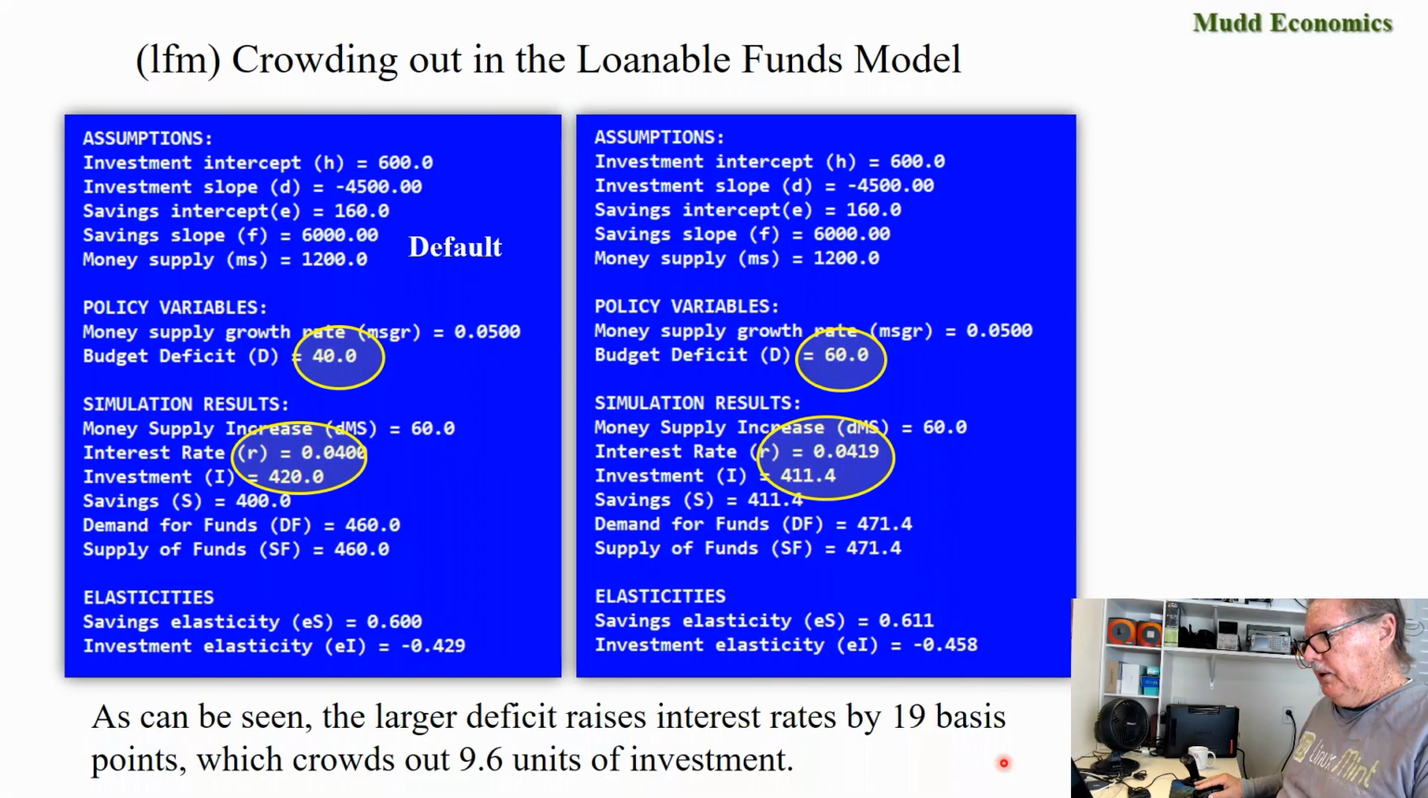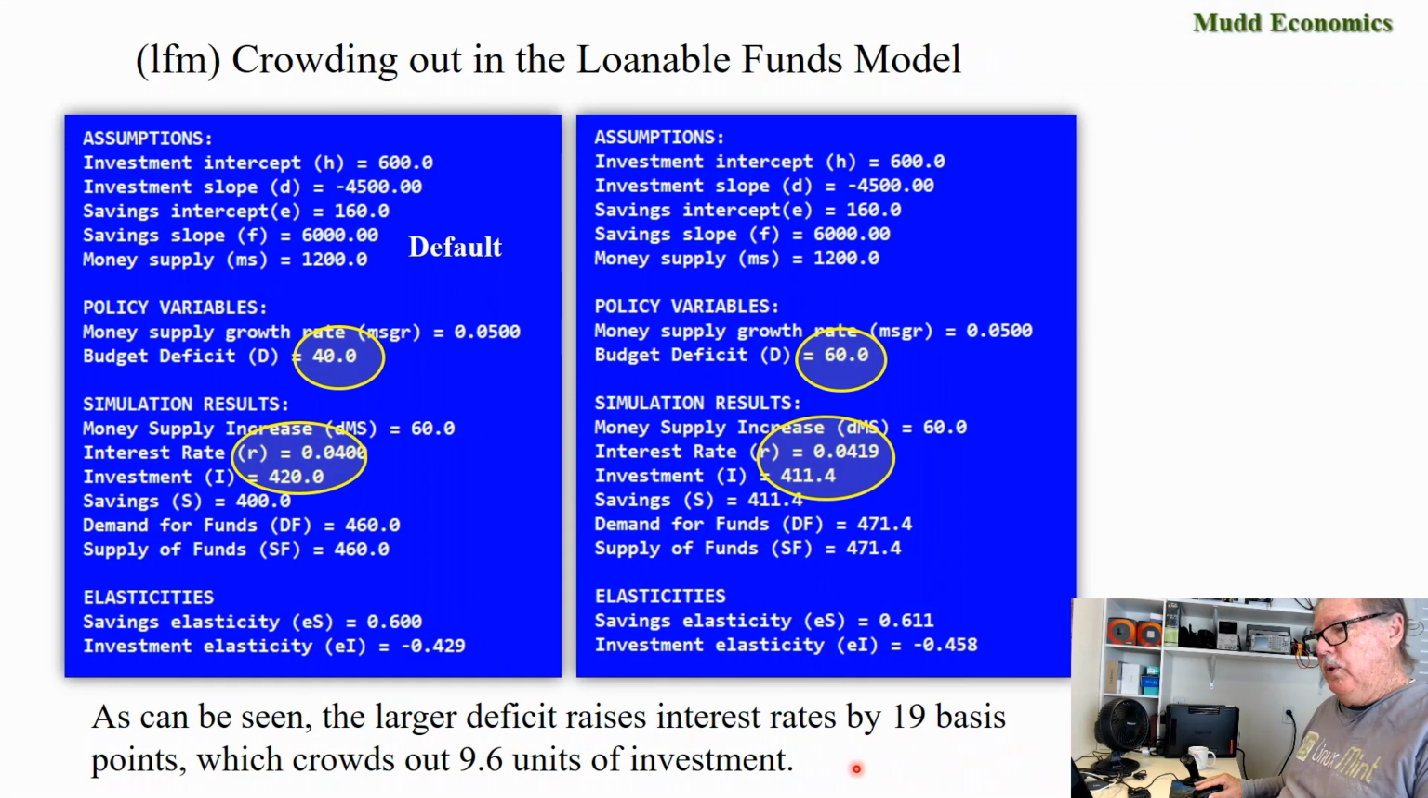Okay, so let's increase the budget deficit as we did right here. It was originally 40, now it's 60. And we can see that investment falls back because the interest rate rose. So the interest rate rises from 4% exactly to 4.19%. That effect upon investment is to pull it back. And that's what we're referring to as crowding out. Investment was crowded out by nearly $9 in the context of this. The large deficit raises interest rates by 19 basis points, which crowds out 9.6 units of investment.